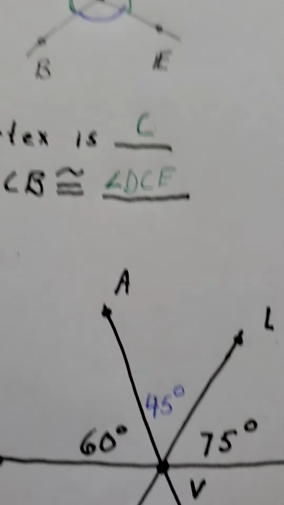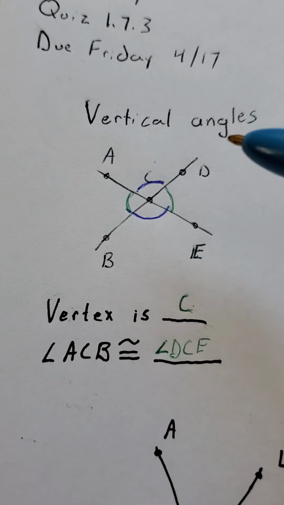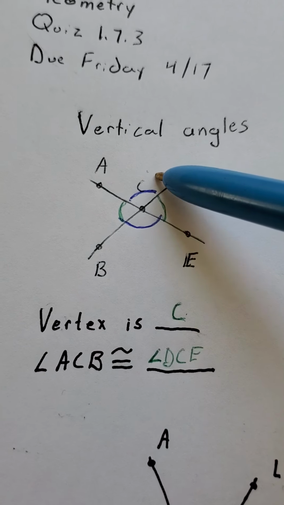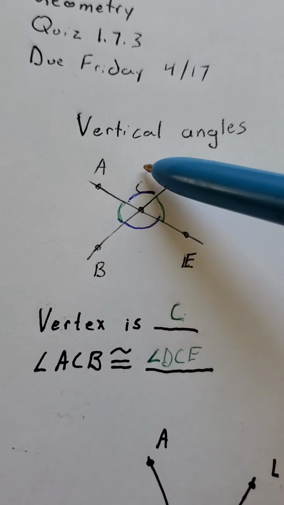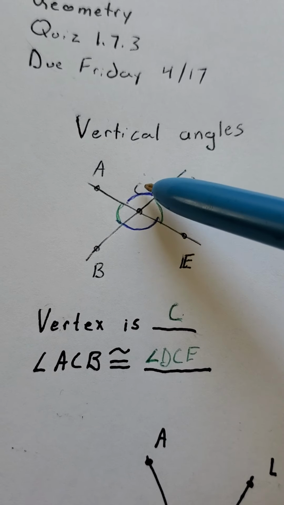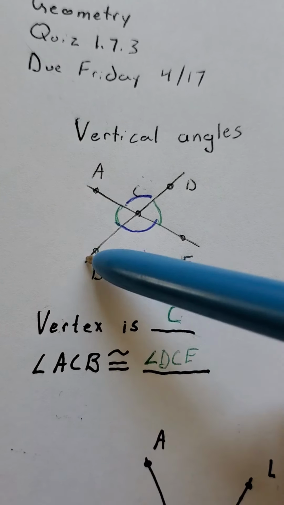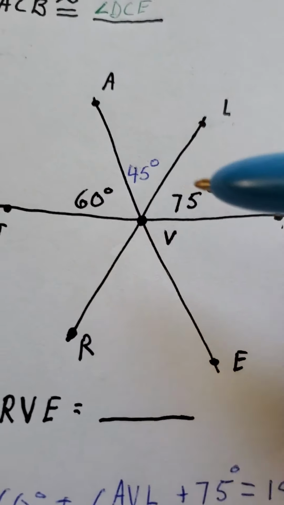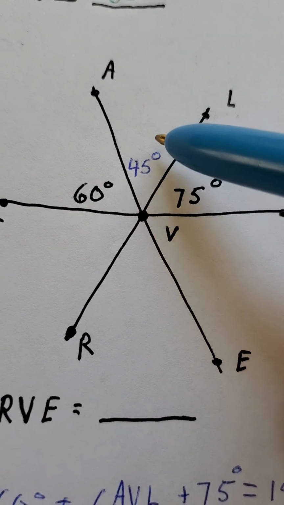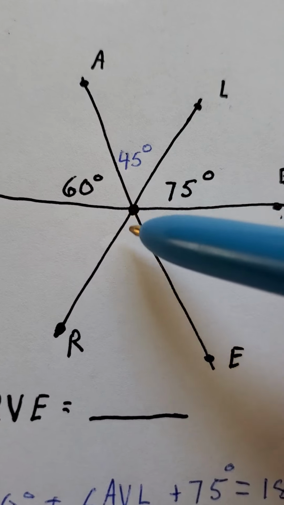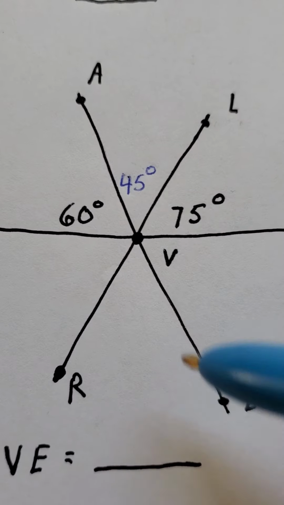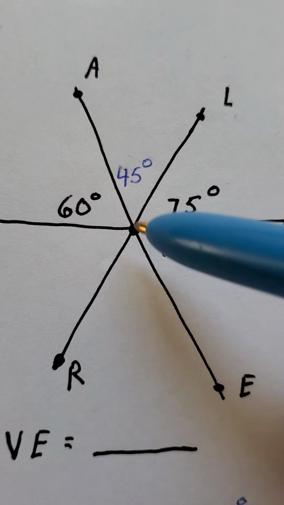Now that we've figured that out, we can use this vertical angles property that we just learned. Angles that are opposite on this X here are congruent. So this top angle is congruent to this bottom angle. This left angle is congruent to this right angle. So right here, this 45 is across from our angle that we're looking at, RVE. So these two are congruent to each other.